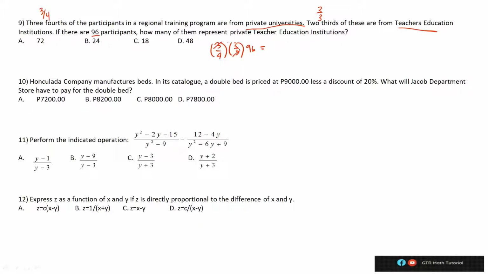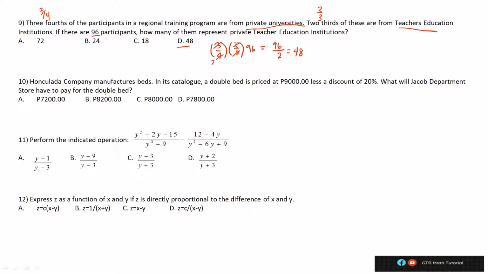So 3 divided by 3, so that is equal to 1. Then 2/4, so pwedeng ma-divide yan, so ma-lowest term. So 2 divided by 2, so that is 1. And then 4 divided by 2 is 2. So therefore, ang natira na lang is 96/2. So lahat yung mga na-cancel, 1 na lang yun, so hindi na isusulat. So 96 divided by 2, so the answer is 48. Okay, so therefore, 48 ang galing sa private teacher education institution.